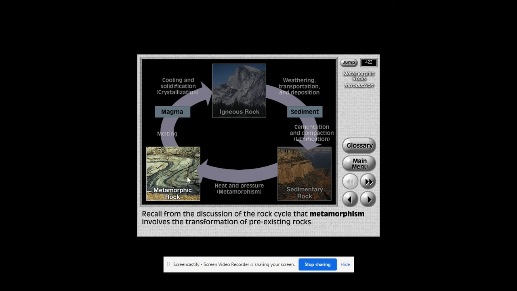Again, the two main processes that change existing rock into metamorphic rock are heat and pressure. You need pressure to turn sediment into sedimentary rock, but we're talking about more extreme pressure and normally the addition of heat as well, and that will transform the rock and make it something different than it was initially.